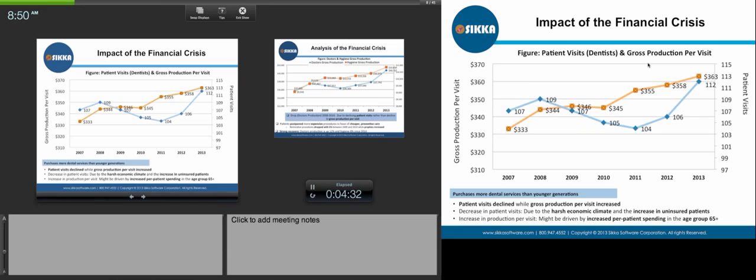Until now, when you can see a slight increase in gross production per visit, but the number of patient visits have really gone up.